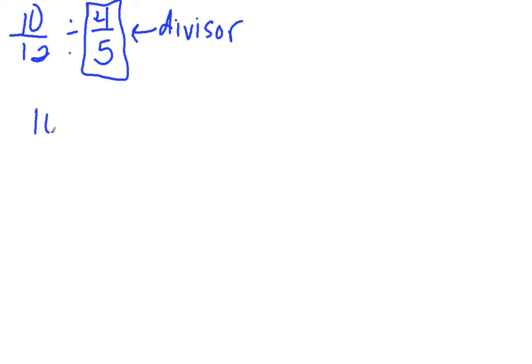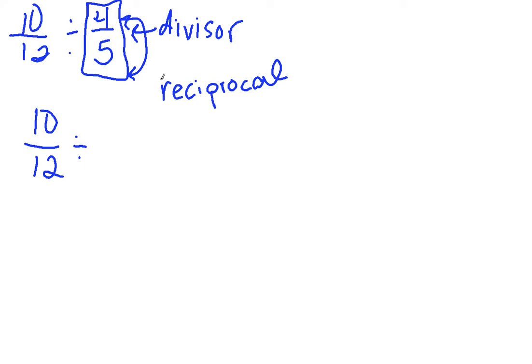So we're going to rewrite our first problem. Our dividend is 10/12 divided by, and to find the reciprocal, all we have to do is flip these two numbers. So the reciprocal of 4/5 is actually 5/4. You see, I've taken the 4 on the top and put it on the bottom, and the 5 on the bottom and put it on the top.